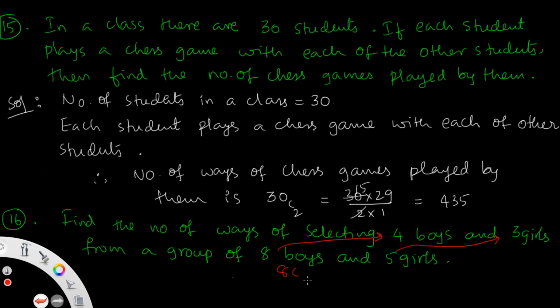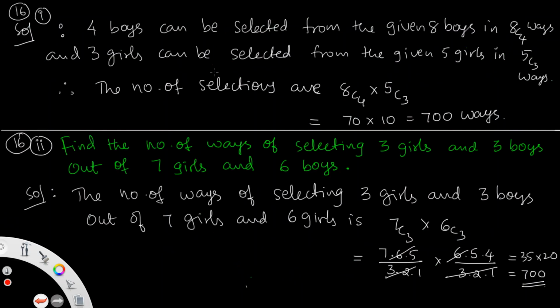And the next one is, out of 5 girls you can select 3 girls, which means 5C3 ways. So altogether, you should always take the multiplication. This is question number 16. So 4 boys can be selected from the given 8 boys in 8C4 ways, and 3 girls can be selected from the given 5 girls in 5C3 ways.